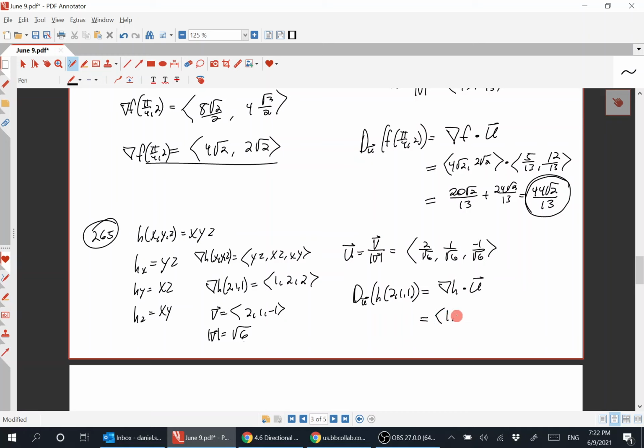So this is (1, 2, 2) dot (2 over root 6, 1 over root 6, minus 1 over root 6). So that's 2 plus 2 minus 2. So that's just 2 over root 6. Right, and of course the directional derivative is a number. Right, it's a slope. What is that slope?